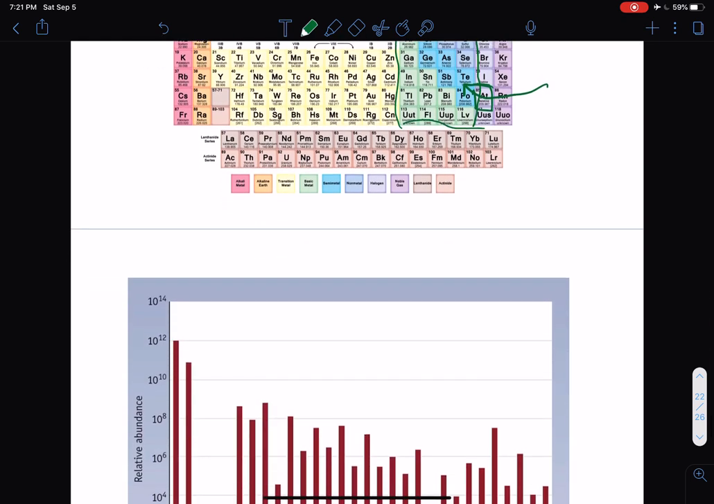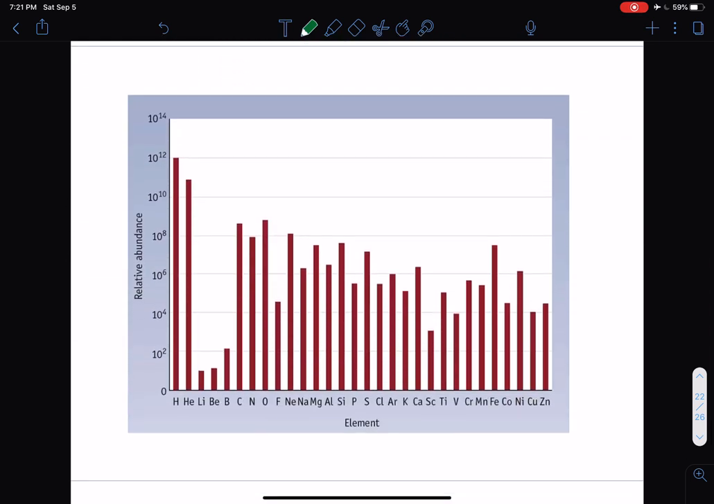Okay, so if we take a look at this chart right here, it's going to show you the relative abundance of elements in our universe. And if you look over on the left-hand side, you'll see that helium and hydrogen are the most abundant. That makes sense if you think about what stars are made of, which is what? Helium and hydrogen, and those are some pretty big blobs in our universe, those stars.